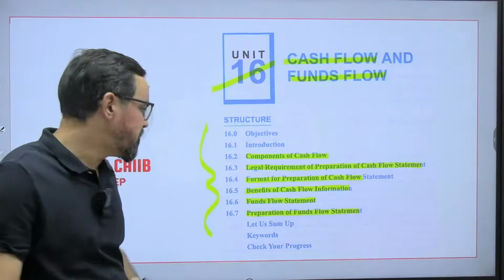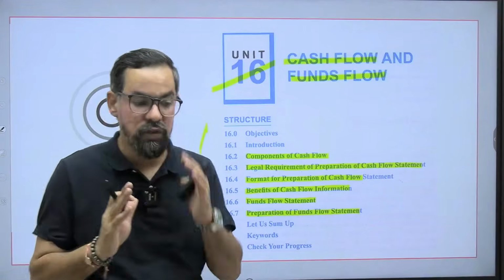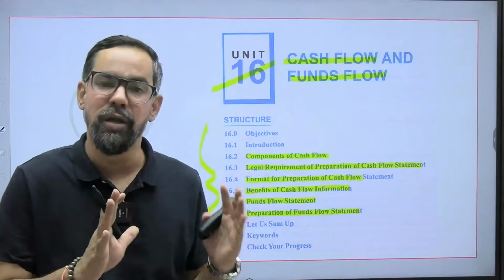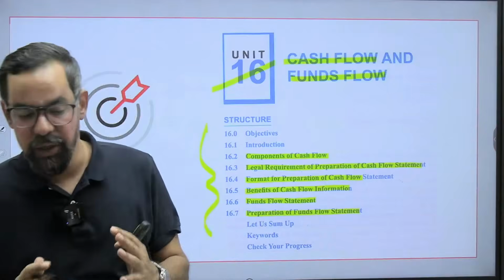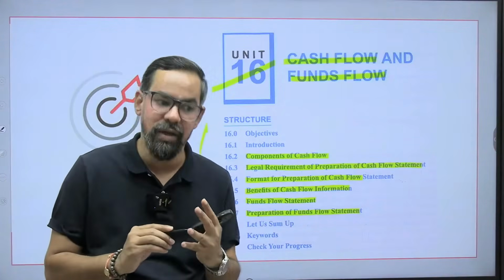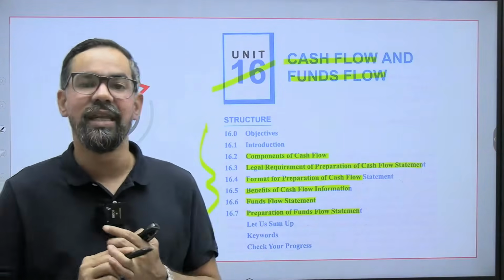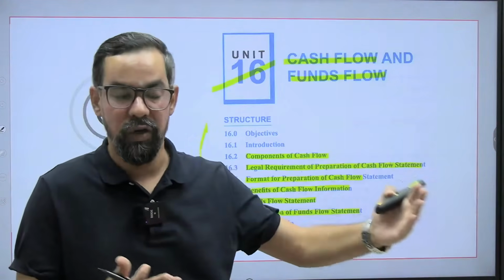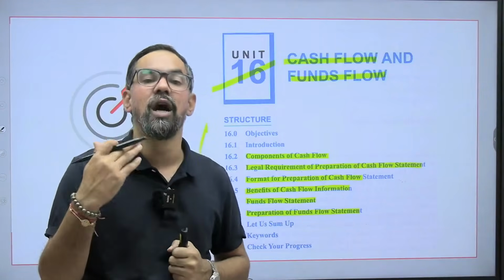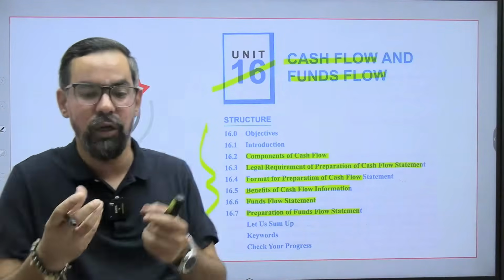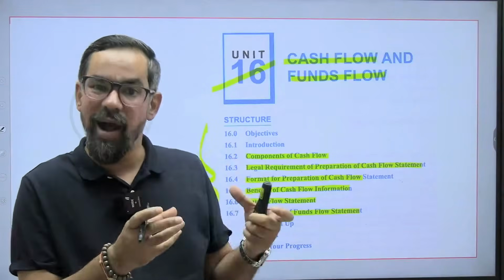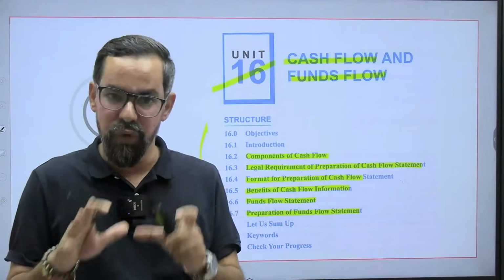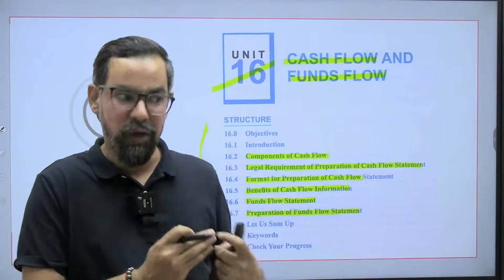The difference between cash flow and fund flow is that cash flow is basically the inflow and outflow of cash during that particular accounting period or financial year. But the fund flow statement is basically the sources of funds and the application of funds. While you prepare the fund flow statement, two financial years are generally part of it: the previous one, let's say 2024-25, and the current one, 25-26.